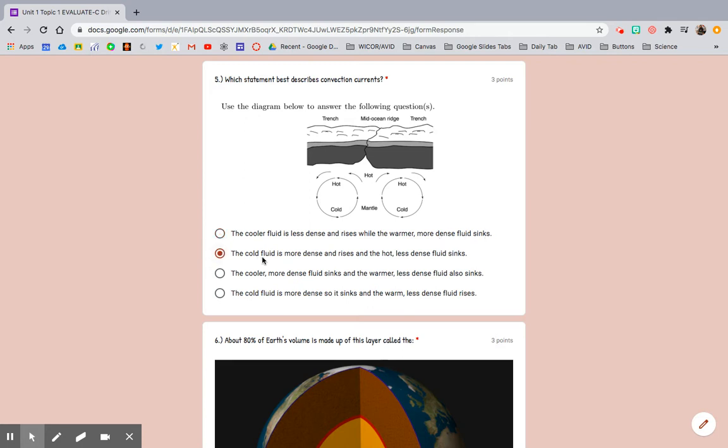The cold fluid air is more dense and rises, and the hot, less dense fluid sinks? Is it the third one? The cooler, more dense fluid sinks, and the warmer, less dense fluid also sinks? Or is it D? The cold fluid is more dense, so it sinks, and the warm, less dense fluid rises?